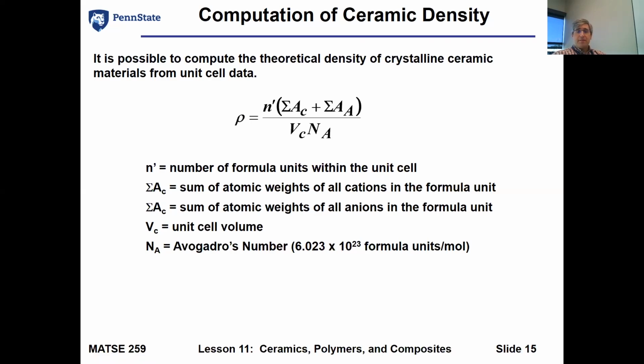We can do much the same thing with ceramics. We can calculate the theoretical density of a crystalline ceramic material just from its unit cell data: the number of formula units within a unit cell, the sum of the atomic weights of the cations and the anions, and then the volume of that unit cell. So where does that volume come from? Something you'd be given, but if it's an FCC anion unit cell, you already know how to find the volume of that unit cell. And as always, we have Avogadro's number.